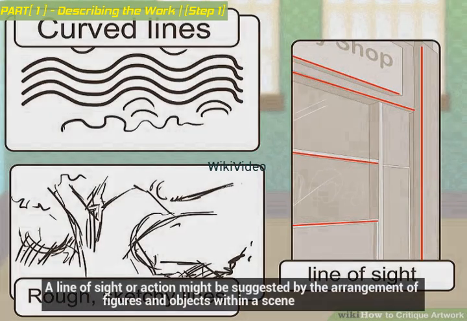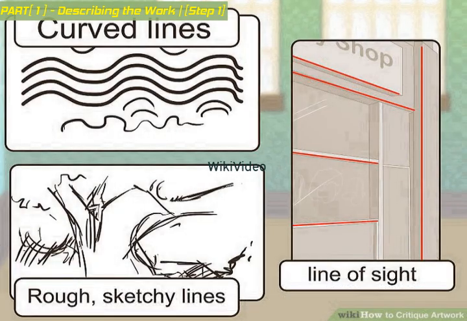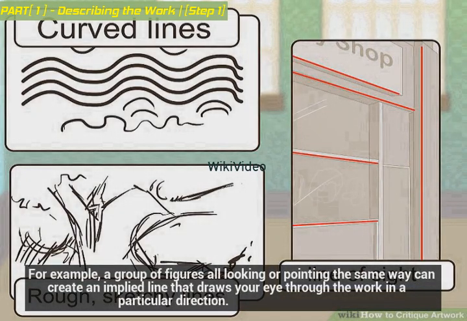A line of sight or action might be suggested by the arrangement of figures and objects within a scene. For example, a group of figures all looking or pointing the same way can create an implied line that draws your eye through the work in a particular direction.